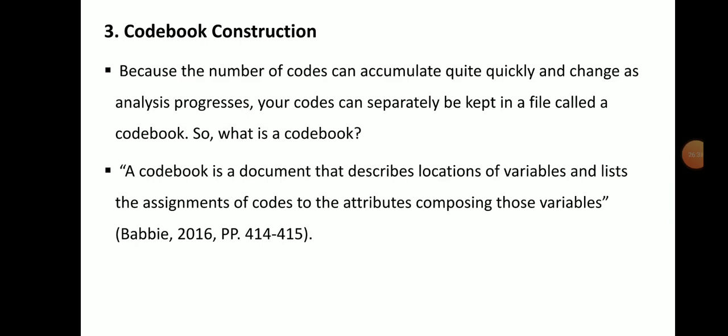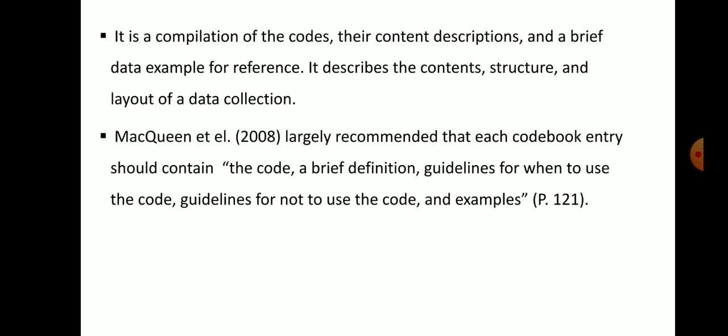Because the number of codes can accumulate quite quickly and change as analysis progresses, your codes can separately be kept in a file called a codebook. So what is a codebook? According to Bobby 2016, a codebook is a document that describes the locations of variables and lists the assignments of codes to the attributes composing those variables. So it is a compilation of the codes, their content description, and a brief data example for reference. It describes the contents, structure, and layout of a data collection.